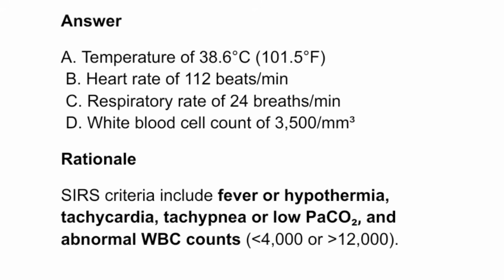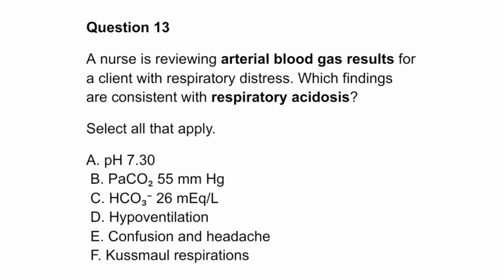Answer: A. Temperature of 38.6 degrees Celsius. B. Heart rate of 112 beats per minute. C. Respiratory rate of 24 breaths per minute. D. White blood cell count of 3,500 per cubic millimeter. Rationale: SIRS criteria include fever or hypothermia, tachycardia, tachypnea or low PaCO2, and abnormal WBC counts, less than 4,000 or more than 12,000.